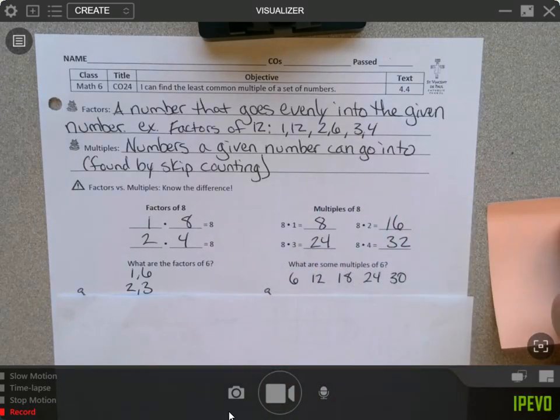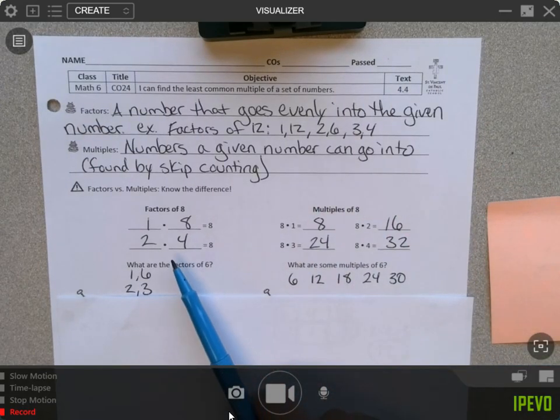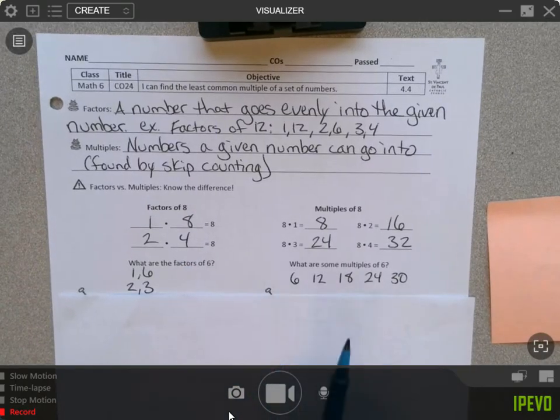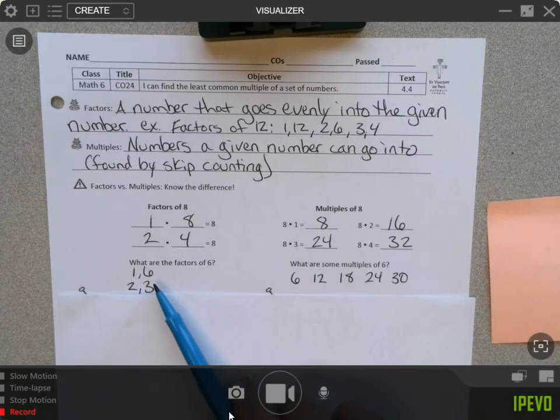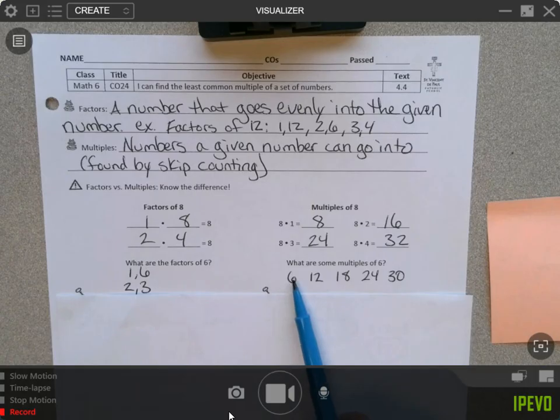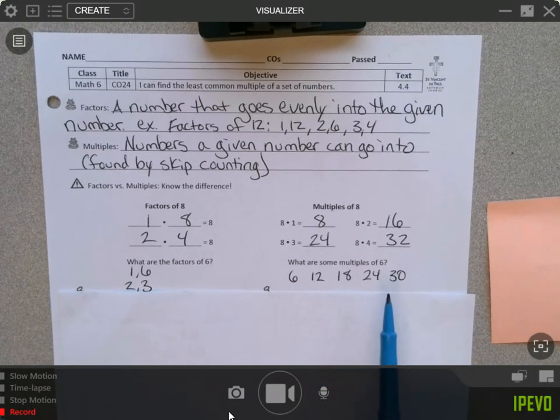So now we can see that difference between factors and multiples. For factors, the number is the highest factor, 6, and everything else is smaller. For a multiple, that 6 is the smallest number, and everything else is bigger.